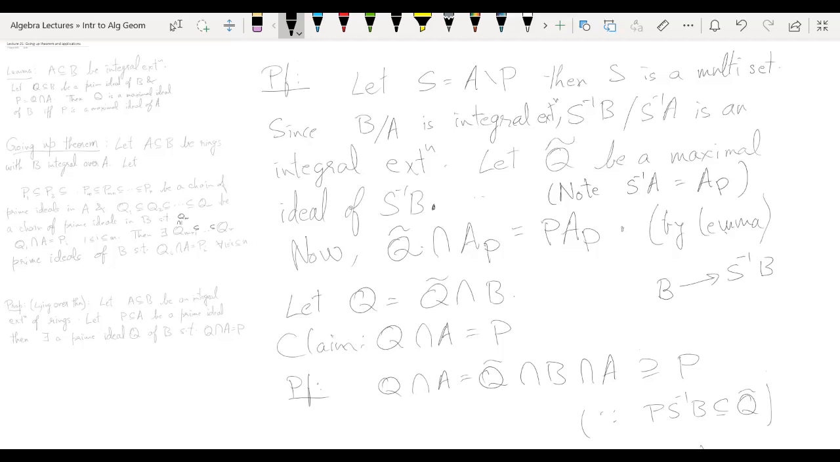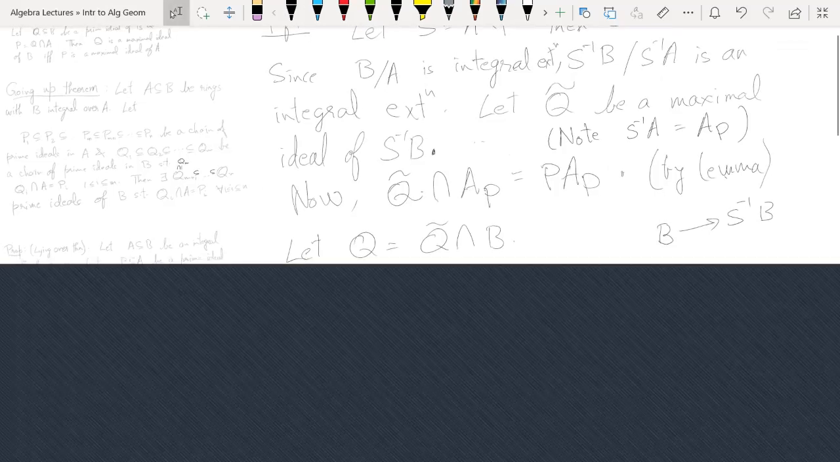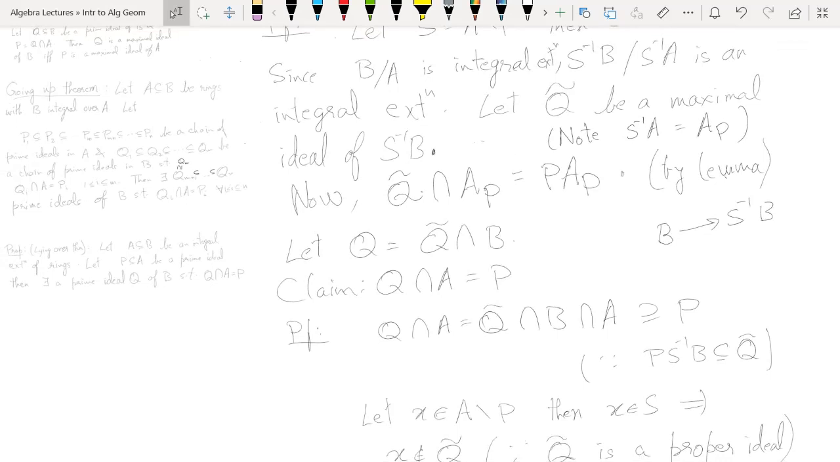So you can take the intersection. Intersection really means the inverse image, the contraction. That is the convention we have been using. But if it's a domain, then you don't have to worry about all that, and you can actually call it an intersection. Otherwise, you look at the inverse image under this natural map from B to S inverse B, which sends b to b over 1. So Q is Q tilde intersection B, or the inverse image of Q tilde in B. Now the claim is Q intersection A is P.